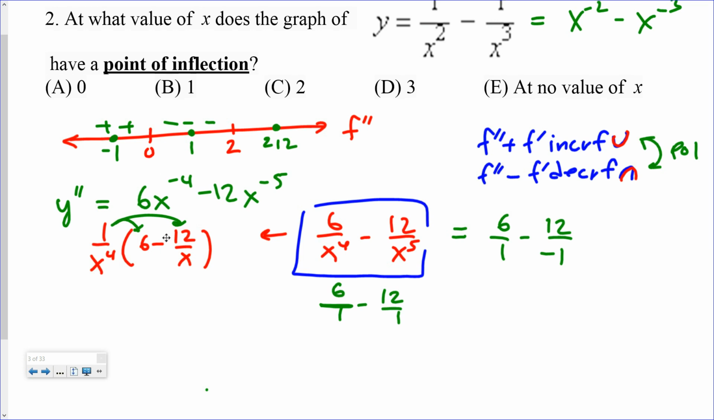Positive. If I plug in 212 here, do you see this would just be 12 over 212, which would be something really small, right? So 6 minus this. Would this be positive or negative? Positive. So it's going to be a positive times a positive, which is a positive.